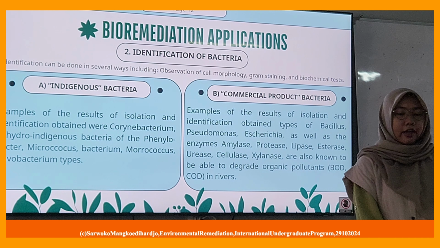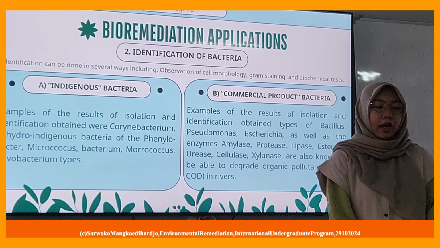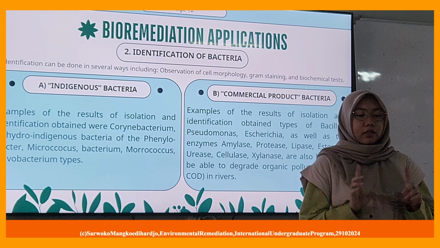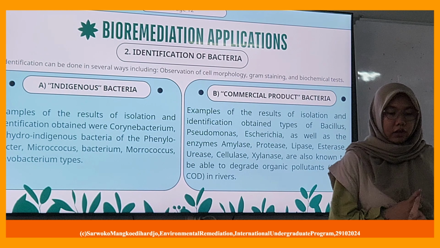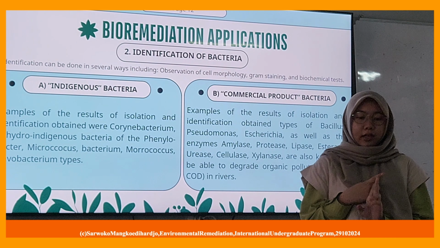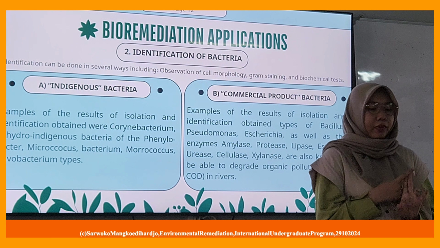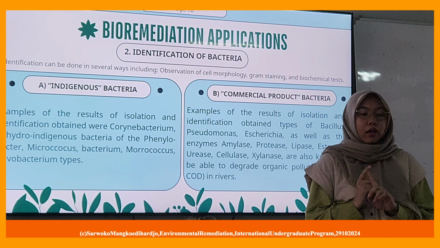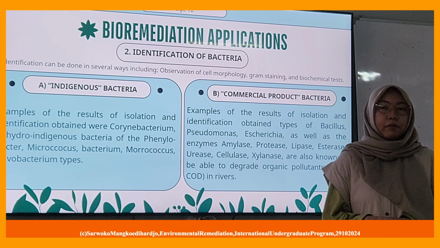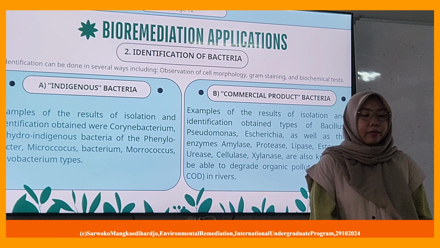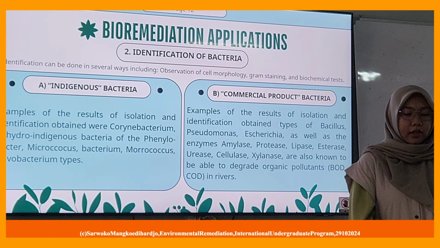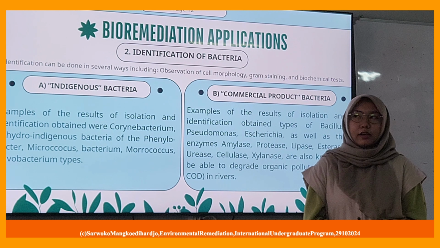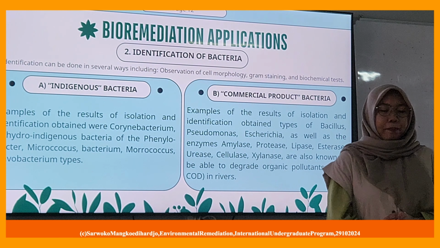And then the identification of bacteria. The identification can be done in several ways, including observation of cell morphology, Gram staining, and then the biochemical test. For indigenous bacteria, the example of the results of isolation and identification obtained were Phenylbacterium, Micrococcus, Bacterium, Morococcus, and Flavobacterium types.